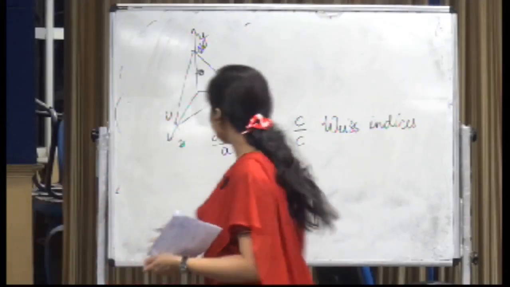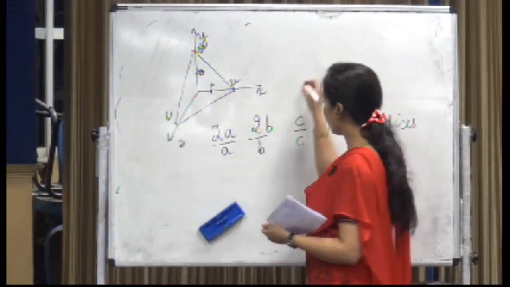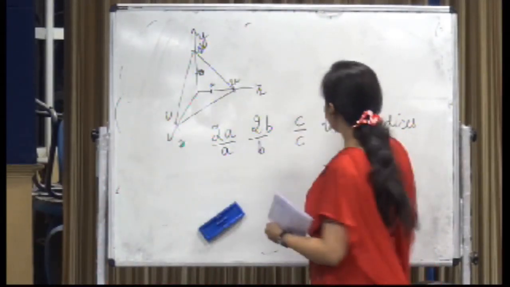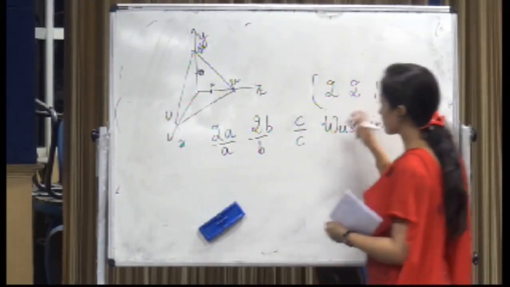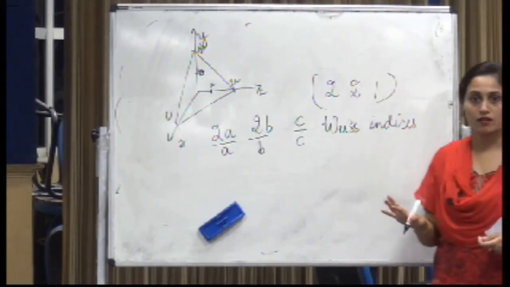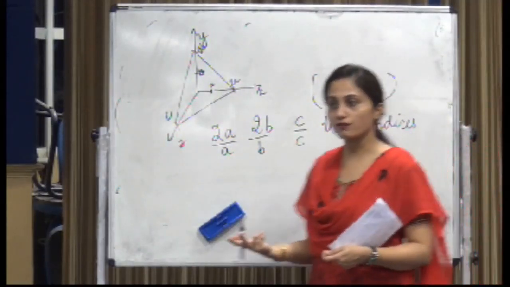मतलब in short, ये कहाँ काट रहा है? 2 पे, ये कहाँ काट रहा है? 2 पे, and this is being cut at 1. So the Weiss indices are 2, 2, 1. This is your second law of crystallography.